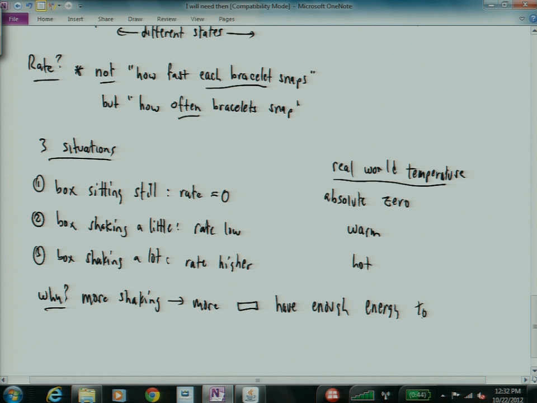And again, to be really clear, an individual bracelet still takes the same amount of time to go from straight to coily. It's just if I shake gently for a minute, say 3 or 4 of them would flip. If I shake hard for a minute, 20 or 30 will flip. All right? And that's the difference between those. The rate of the reaction is how many molecules make the flip per second. Yeah, do you have a question?